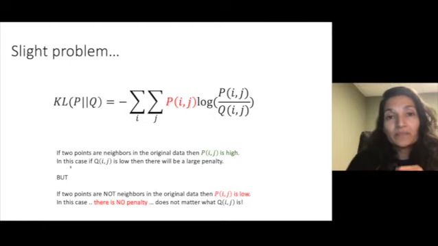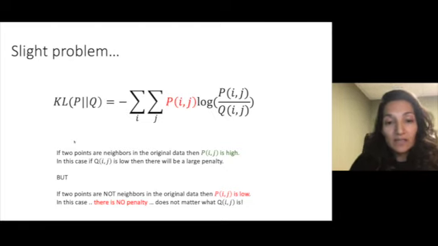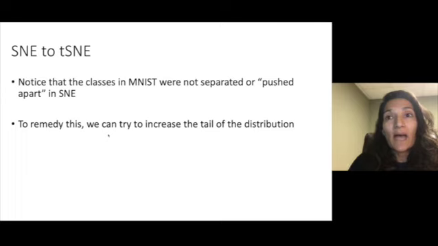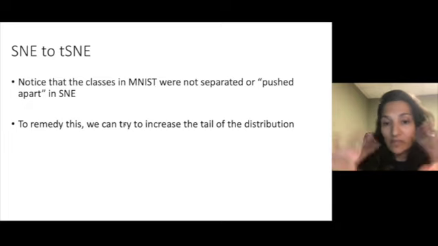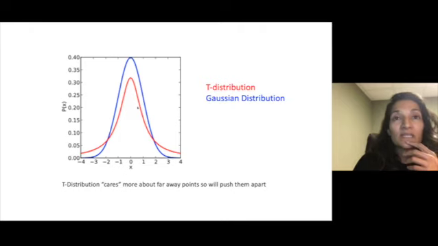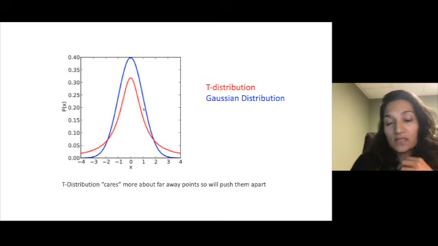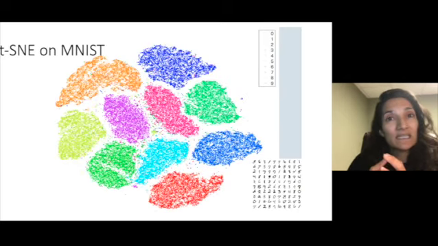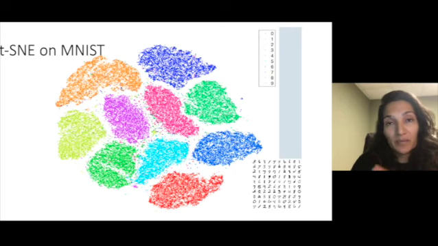So one way to work with this and still push things apart is to actually use a heavier tailed distribution that doesn't drop to 0 quite as fast as a Gaussian distribution. This might help, since our MNIST classes weren't as pushed apart as we would want them to be. And so to do this in tSNE, the authors moved to a Student t distribution, which does indeed have a heavier tail than the Gaussian distribution. When you run tSNE on MNIST, you do get much better separation of the digits.